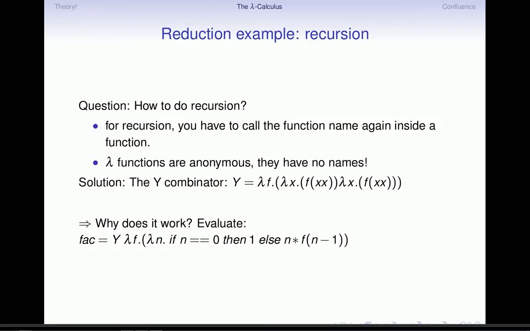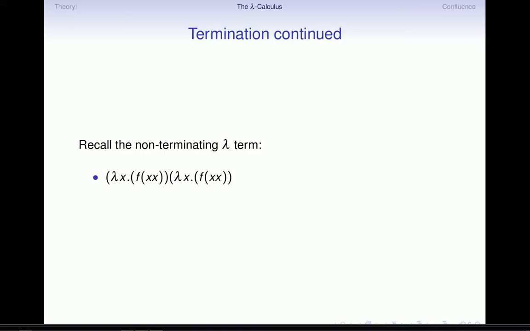The function fac, which is the term Y lambda f goes to lambda n goes to if n equals 0 then 1, else n times f (n minus 1). Try to evaluate fac 2, for instance, and see what happens. As with the term that I've shown you before, you will have seen that this term does not terminate. You can reduce it forever.